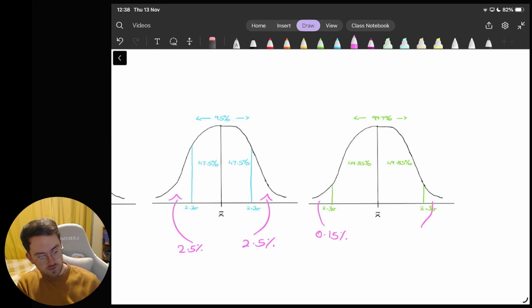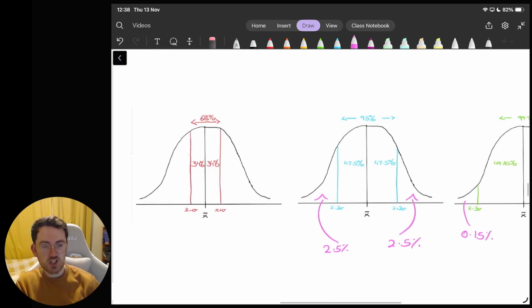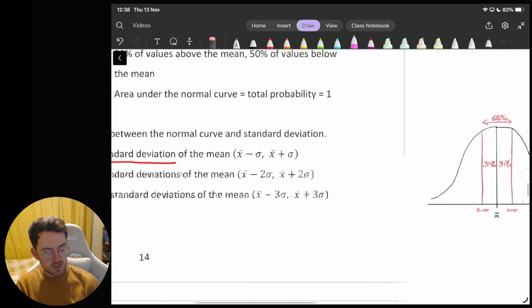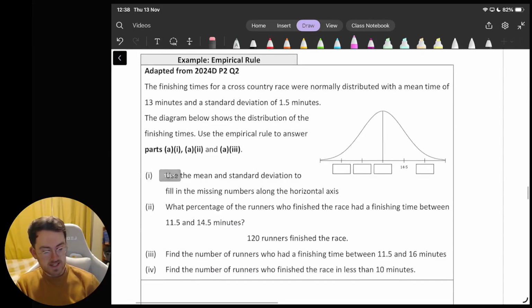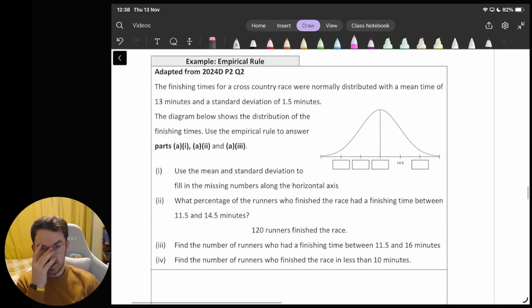So 0.15% either side. So a tiny percentage, but equal percentage either side. So the reason this empirical rule is so important is that if we are presented with data that is normally distributed, it's going to leave us better able to answer those questions, essentially. So let's look at an example.